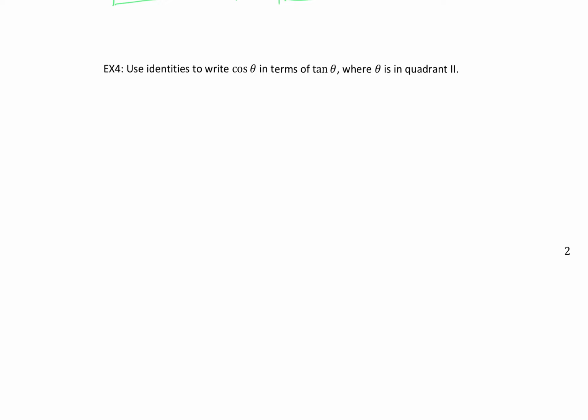So in example 4, it says use identities to write cosine in terms of tangent. So what that means is we want to take cosine and write it equal to something that has tangent in it, but no other trig functions, just tangent. Now we're allowed to use numbers and square roots and all that stuff, but only tangent. And we know that theta here is in quadrant 2. So since we're in quadrant 2 and we're trying to write cosine equal to something with tangent, I know that it's going to be negative because cosine is negative in quadrant 2.